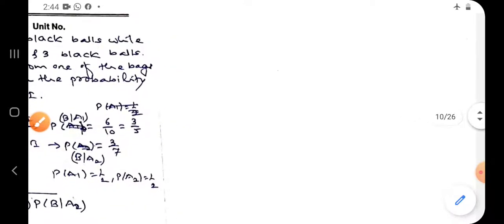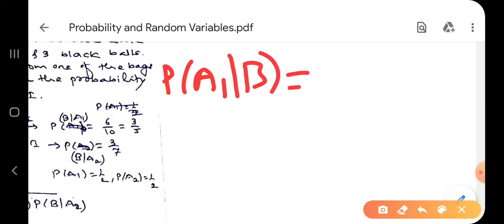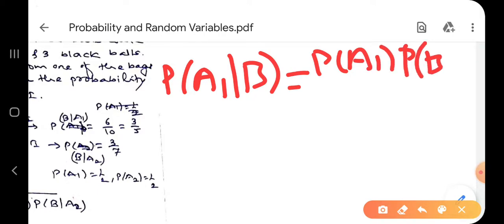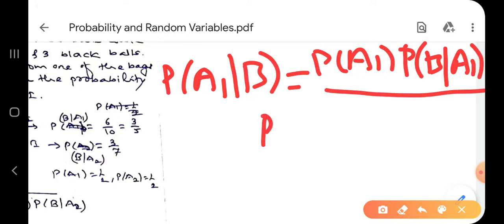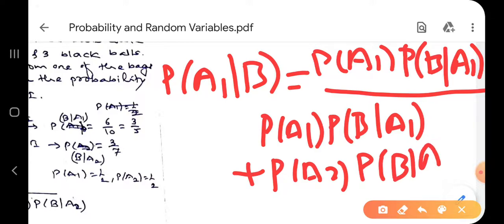Yes, what is my formula here? P of A1 by B, ball drawn from the first bag, is equal to P of A1 into P of B by A1, divided by P of A1 into P of B by A1 plus P of A2 into P of B by A2, by Bayes theorem. Understood it? For B it becomes easier. Okay, we will do it.